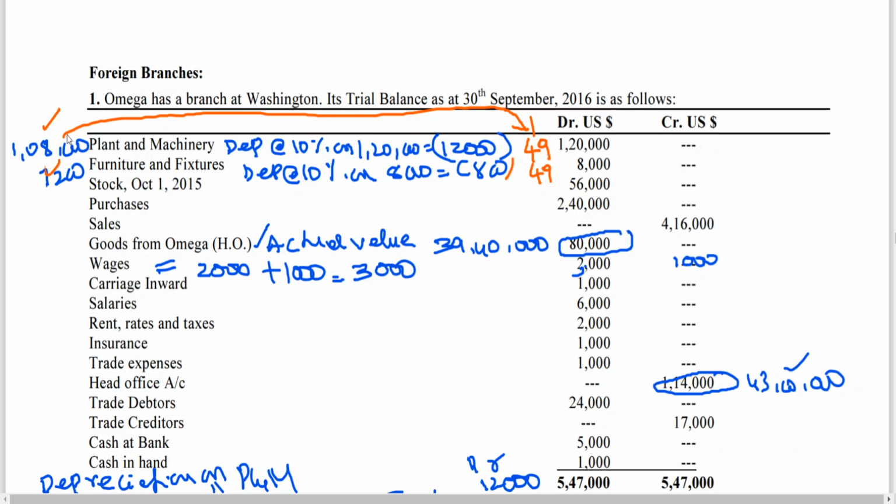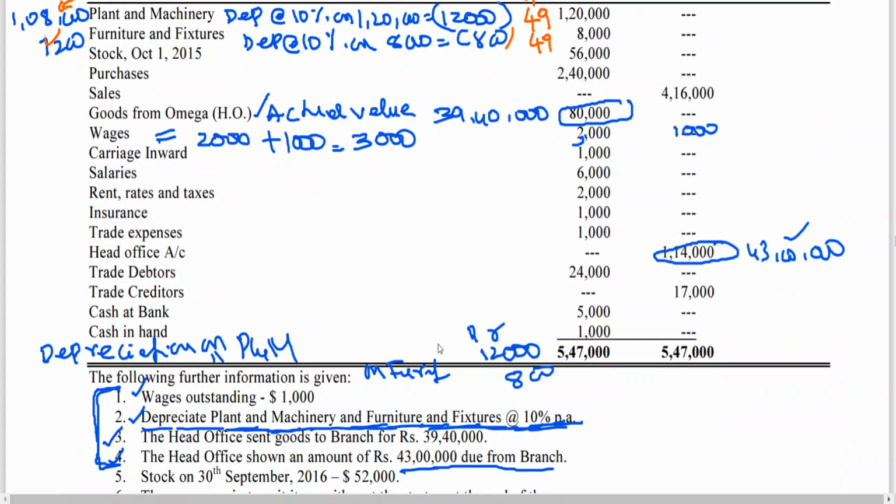Got it, all of you? 1,08,000 at 49. 7,200 into 49. Okay, now depreciation also I told you. Depreciation 12,000 is also at 49. You have learned this in the fourth and fifth point of your material. I told you to copy it down.